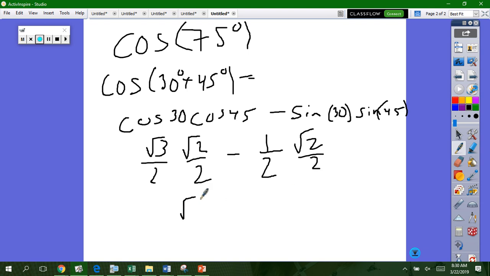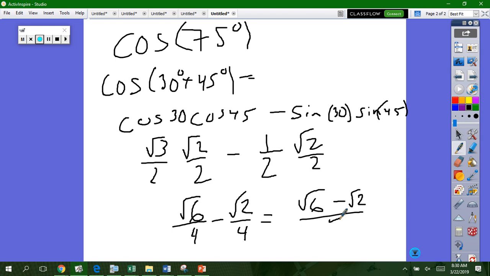Which is root 6 over 4 minus root 2 over 4, which is root 6 minus root 2 over 4. Was that too hard? We could do that, couldn't we? Any questions there?